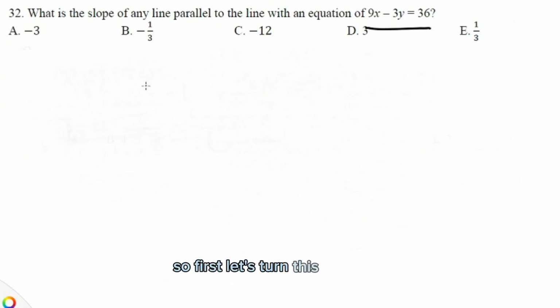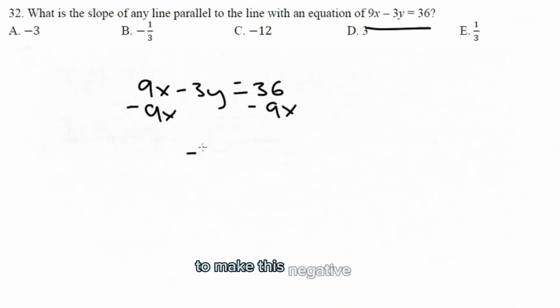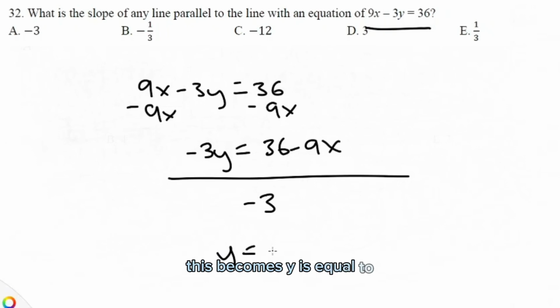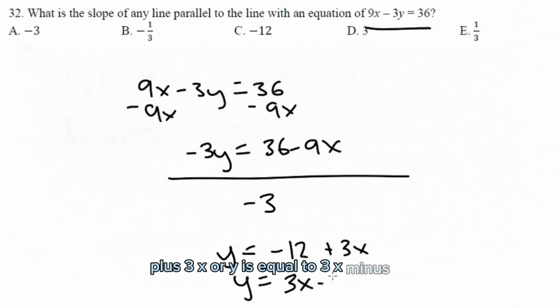So first let's turn this equation, 9x minus 3y equals 36, from standard form, what it's in now, to slope-intercept form. So first we can subtract 9x from both sides to make this negative 3y is equal to 36 minus 9x. Now we can divide out the negative 3. This becomes y is equal to negative 12 plus 3x, or y is equal to 3x minus 12.